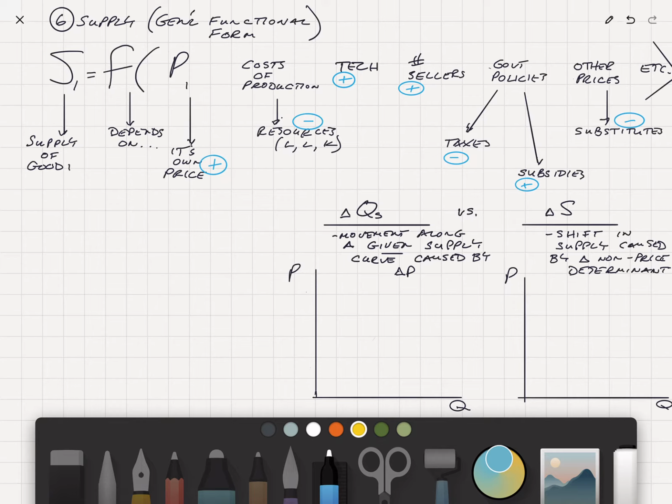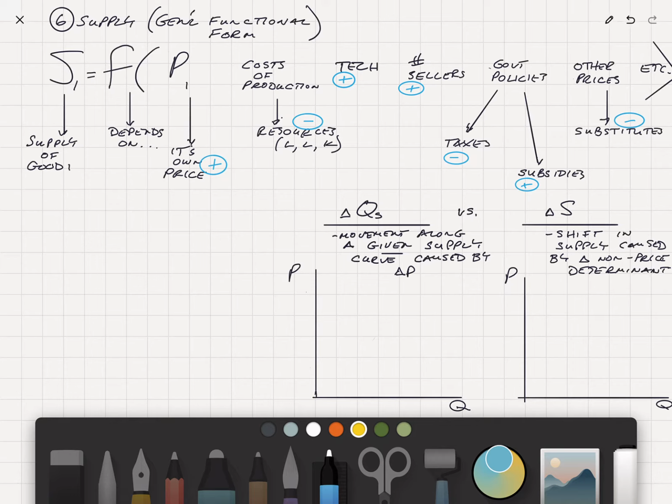We are going to talk about the sixth and final level of analysis with respect to the supply curve. We're going to look at the supply curve in general functional form. And you know I love my general functional forms, and I know you're probably sick of me saying that. But anyway, let's look at this. I've got the supply curve, and what I'm doing is listing out all of the determinants of supply, and I'm trying to do it in a logical or descending order of importance.